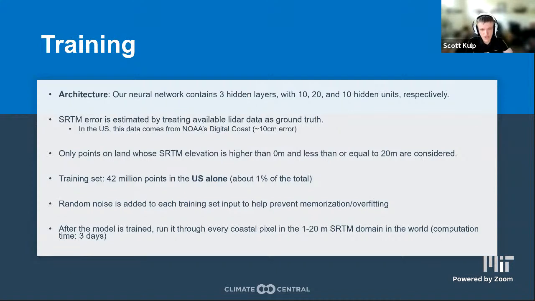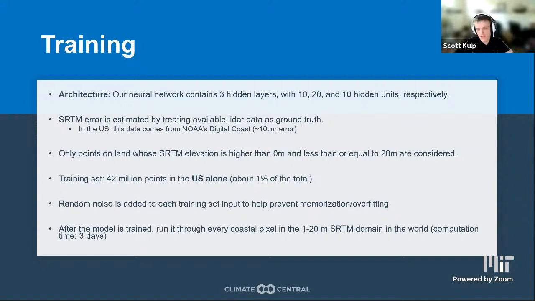As I mentioned, our ground truth is the error estimated through using the LiDAR data. In the US, this comes from NOAA's Digital Coast, which in fact has about a 10 centimeter RMSE error, but this is orders of magnitude more accurate than SRTM. So we just treat it as ground truth.